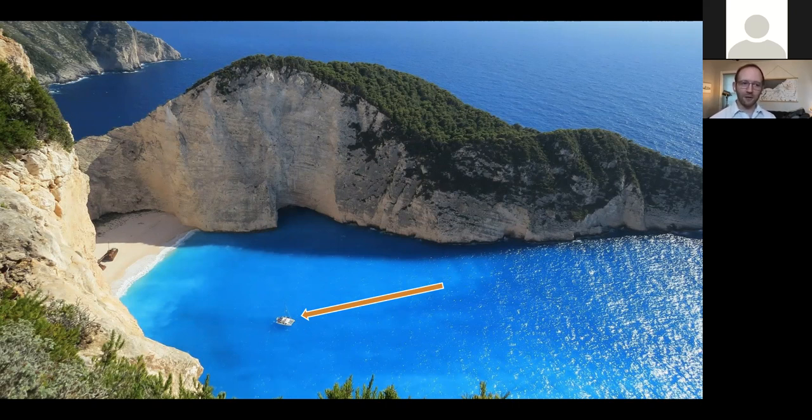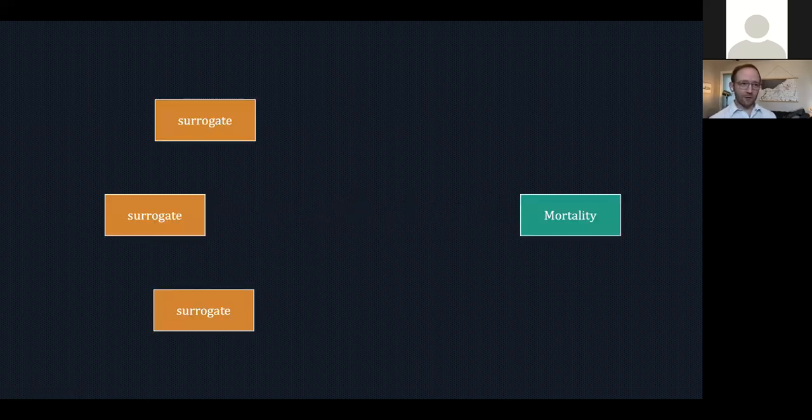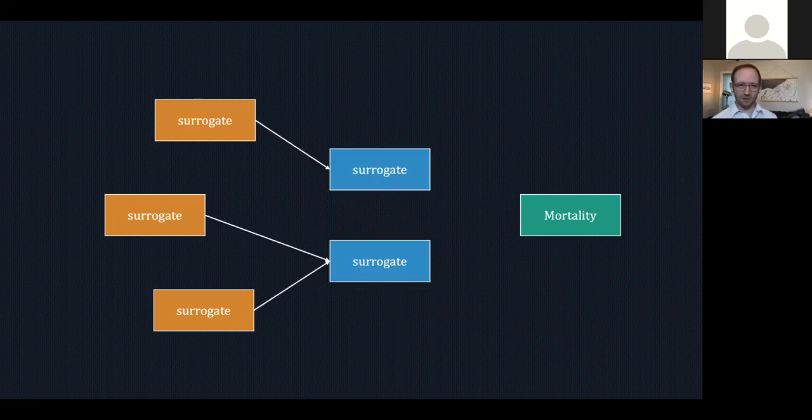This is a really hard thing to measure, though. So what do we measure? The first thing we measure is alive versus dead. And generally speaking, we agree that being alive is better than being dead, though I'm sure there are some extenuating circumstances when that is not the case. We're really not even that good at measuring what leads to that. So we end up with a bunch of surrogate endpoints, and we hope that they point to mortality. But in a lot of ways, our surrogates end up pointing to other surrogates.